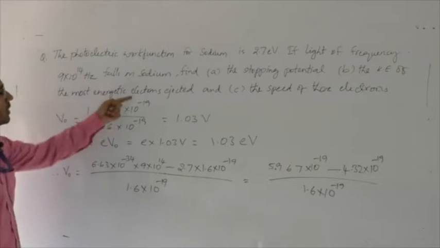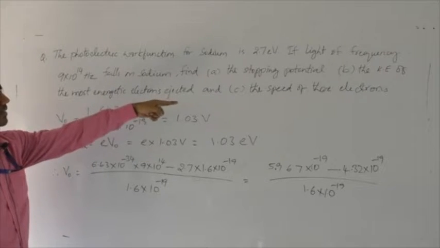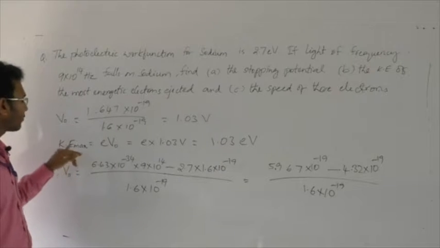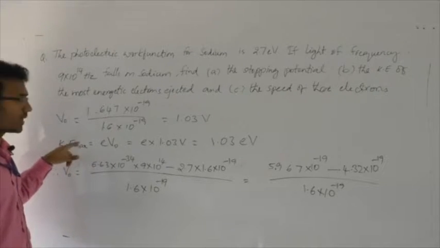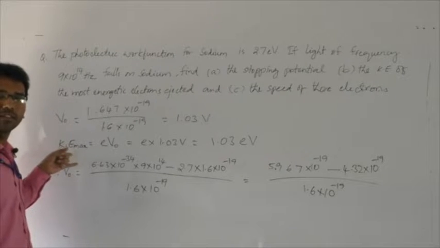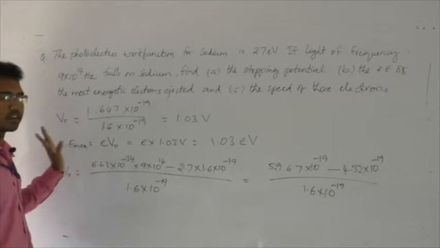That's it. Now part C, the speed of the electron. We can find that. Put the value, KE is half m v square. From this equation, you can find the speed of the electron.